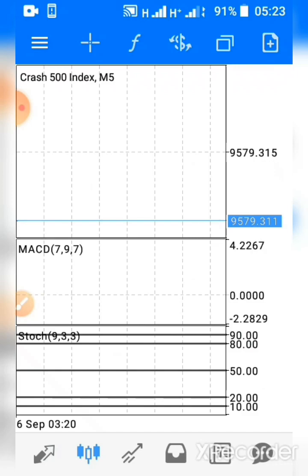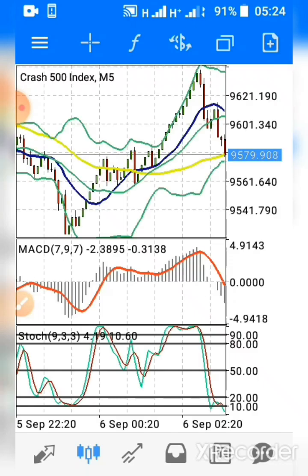So for Crash 500, the MA, the yellow line, should not be cutting the Bollinger. It should be below for a buy. The Bollinger is the one that's supposed to be cutting the moving average, and not vice versa. If the yellow line is cutting, that is not a good buy. We should wait. So for you to buy on Crash, the yellow line should be below the green line.